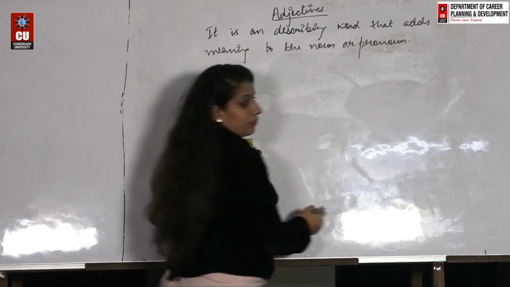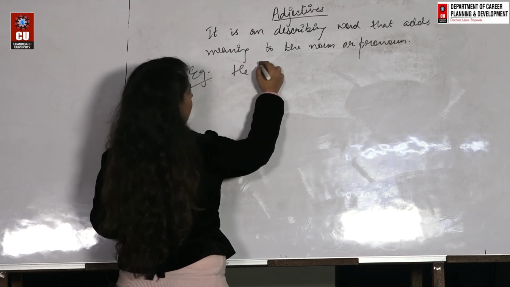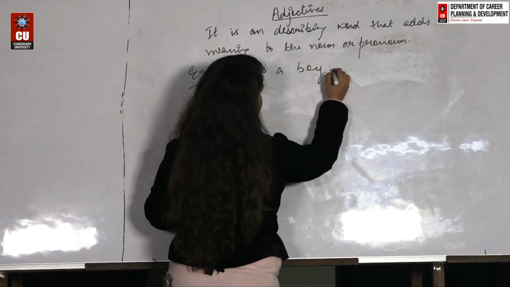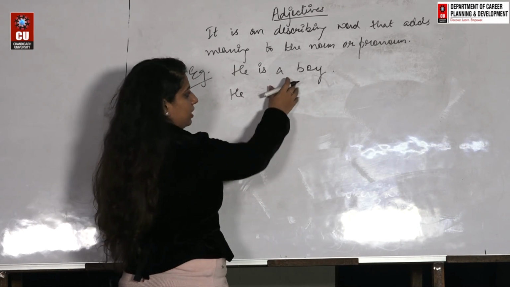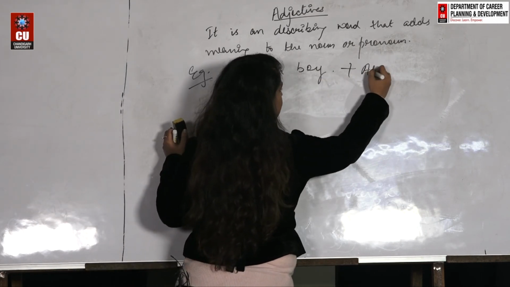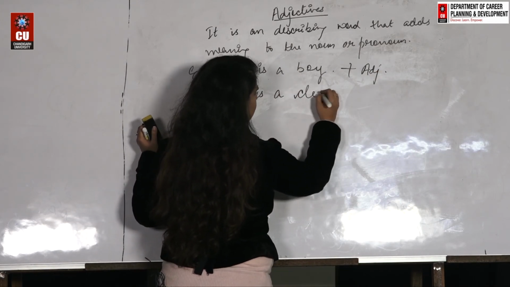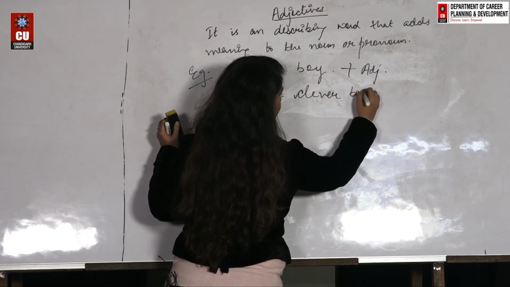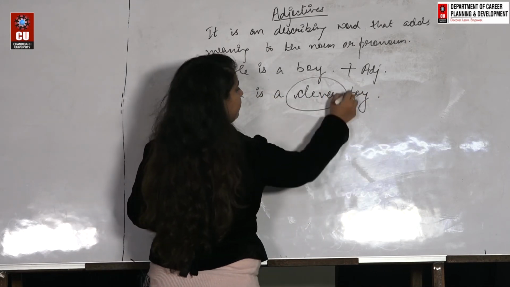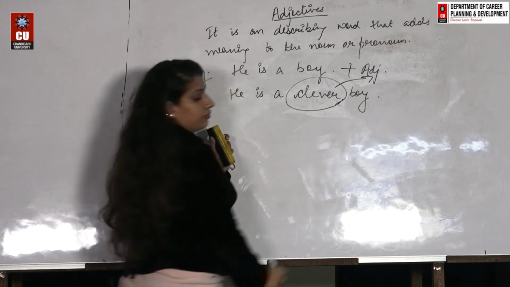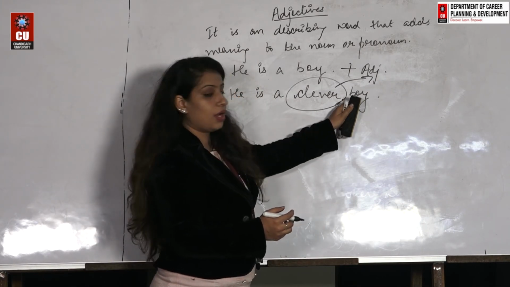Example, he is a boy. It's a simple sentence. Now, if we want to add an adjective, how will we do it? He is a clever boy. Now, in this sentence, clever is an adjective. So we are telling something more about the noun. Noun is boy here.